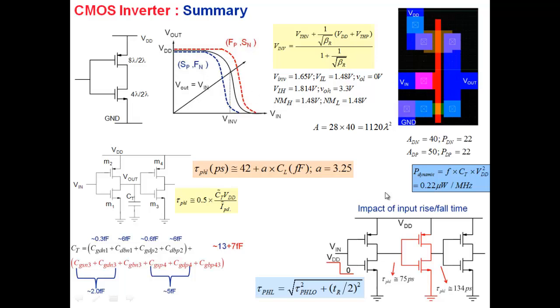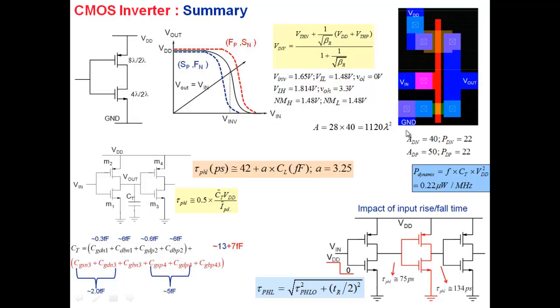All these values that I've given you are for lambda equal to 0.3, or effectively a 0.6 micron technology. So if I scale lambda, let's say if I go from 0.5 or 0.6 micron technology to 0.35 or 0.25, you can immediately begin to see what effects will occur here.